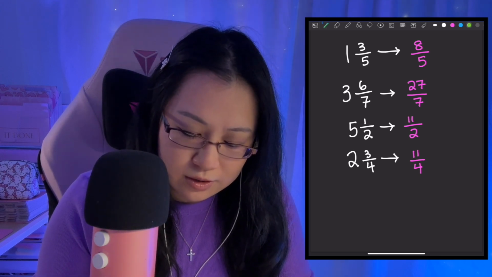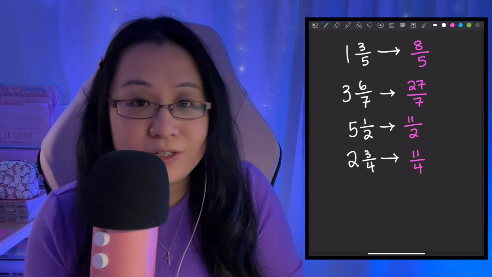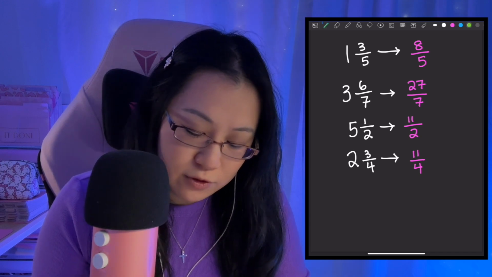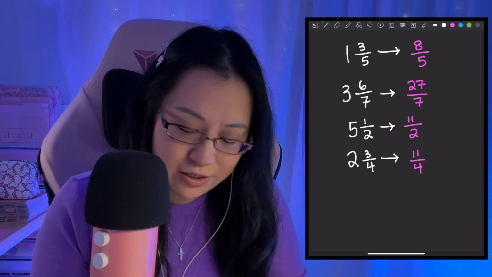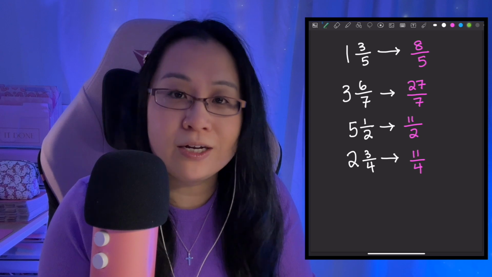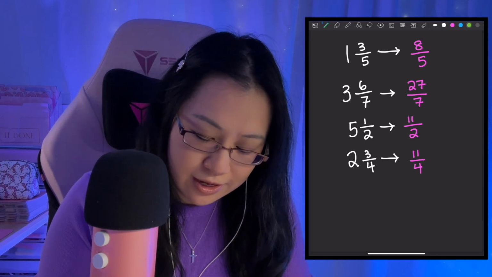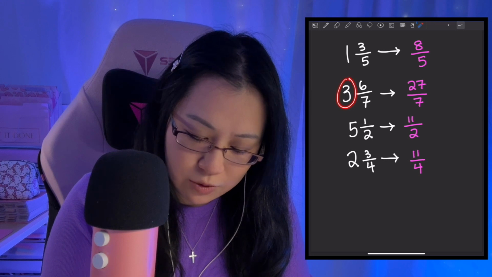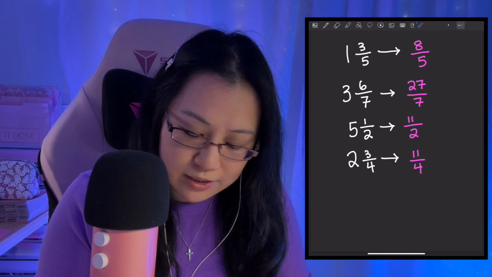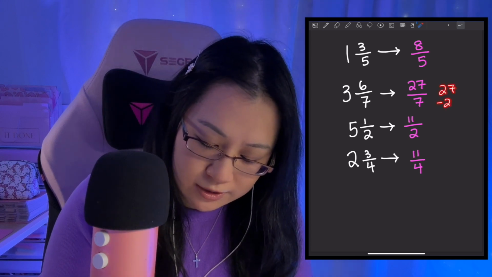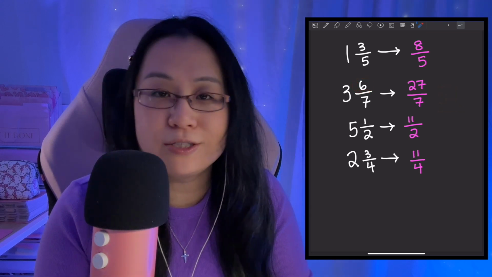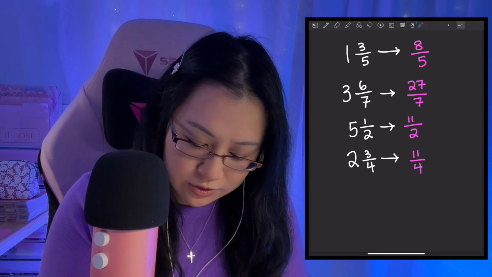How many whole number of times does 7 go into 27? Well, 1 times 7 is 7. 2 times 7 is 14. 3 times 7 is 21. So that's how we get the three whole sevens. But if I pull out 3 sevens, that's 21. So 27 minus 21 leaves me 6. So 6 sevenths extra. So that's good.